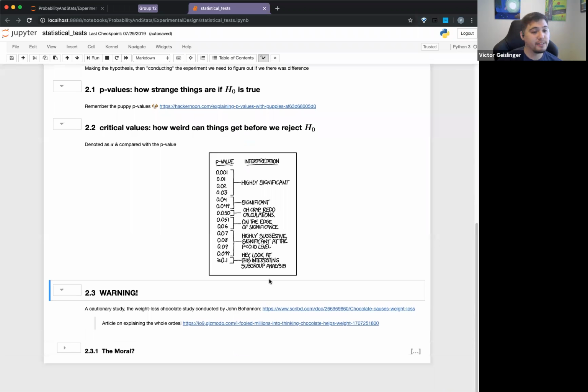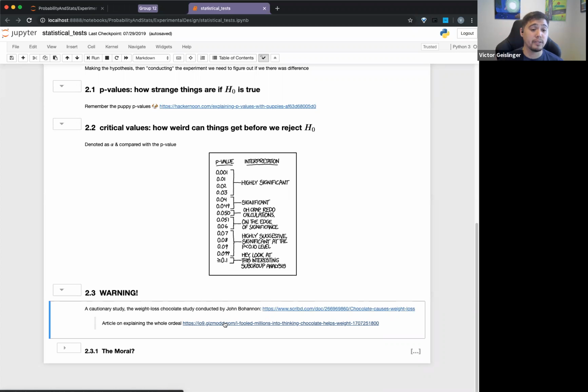Oh, this is one of my little favorite stories. There's a chocolate study that was conducted by John Bohannon. Basically, he was going to create this study, and there's actually this great article from Gizmodo that explains this whole process. What happened? Essentially, he said, "I'm going to make a study that will be scientifically correct, but will not be true.